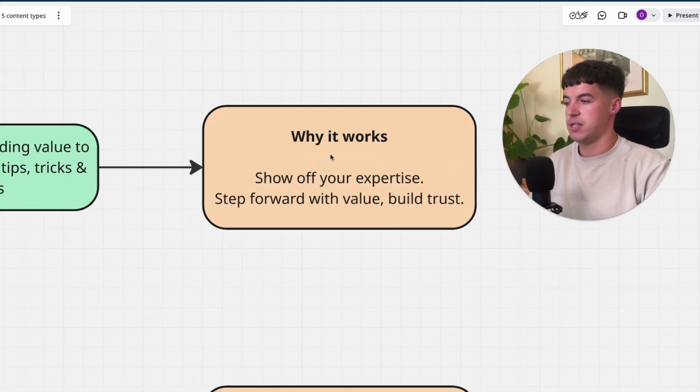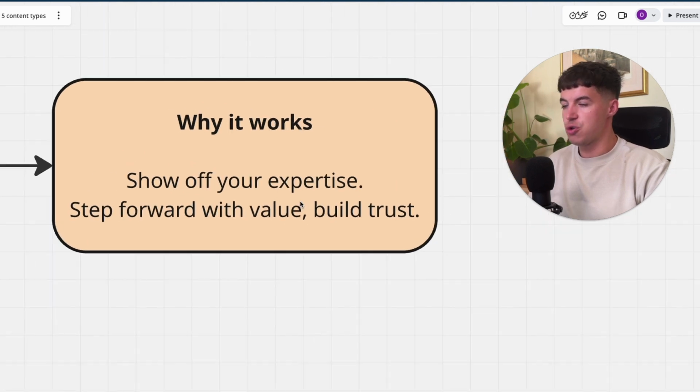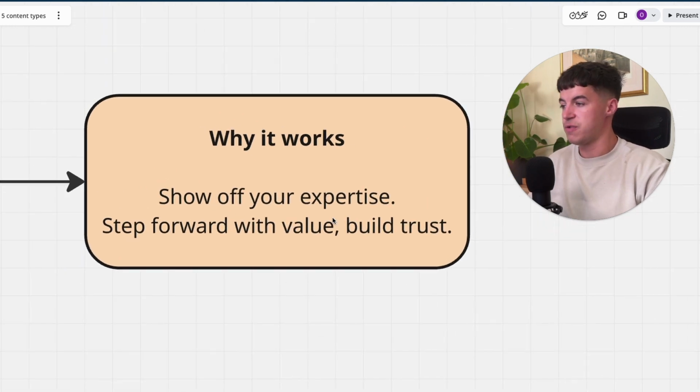Okay, so why does this work? So firstly, it shows off your expertise. Okay, if you have a lot of knowledge in a particular area, then it's going to show to people that you are the expert, you are the authority figure in this space. You can speak quite confidently about this topic, about fat loss, about muscle building, about body recomposition, nutrition, whatever it is. And they're going to trust you that you know what you're doing and that you're going to be able to help them get to where they want to get to or solve the problem that they currently have.